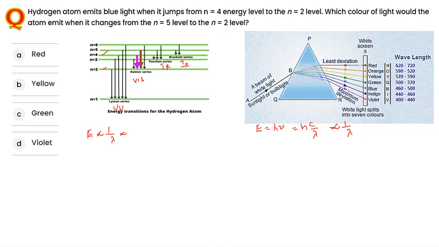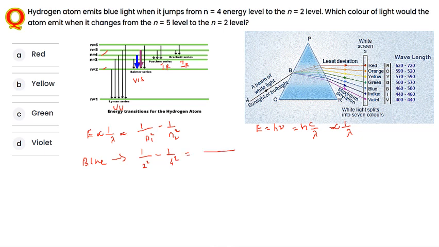You just forget about the constant values and all. The only thing here is 1 by N1 square minus 1 by N2 square. See, from this one, for the first blue region, blue region in this case, I just mentioned this one, that is 1 by 2 square minus 1 by 4 square.